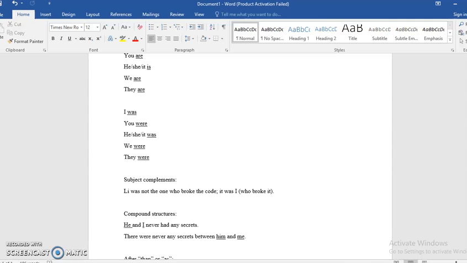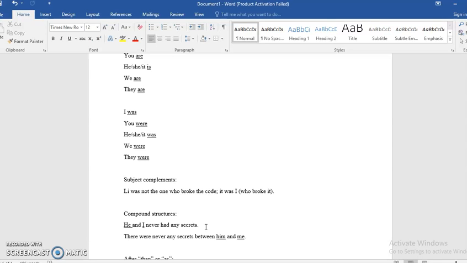So the point is, when you're joining two words together, again, it depends on whether those words are acting as the subject of the sentence or whether they're acting as the object. You would use different pronouns depending on what they're trying to do. So look at these two examples that I have right here. In the first sentence, I would say, he and I never had any secrets. And I would use these pronouns because they're the subject, both of them. It's not just he, but he and I never had any secrets.